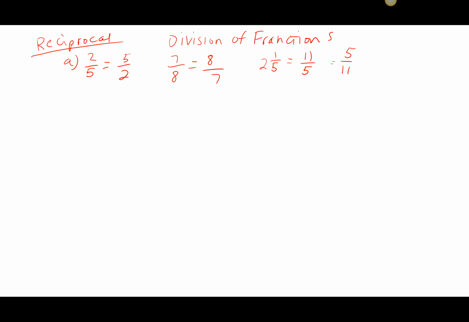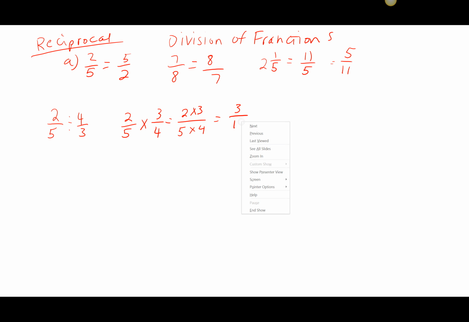So for division, you're going to take your number, 2/5, divided by 4/3. So you've got to do the reciprocal of the second and multiply it. So that's going to be 2/5 times 3/4. And then you say 2 times 3 divided by 5 times 4. And that's going to be 3/10.